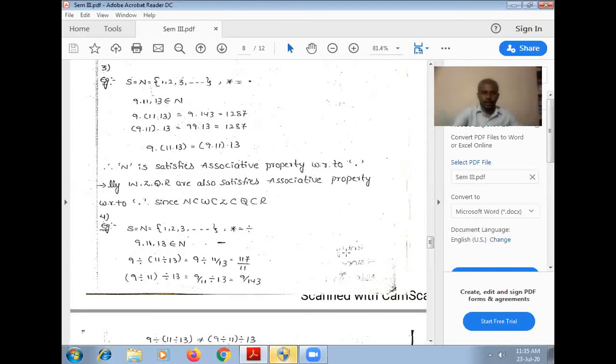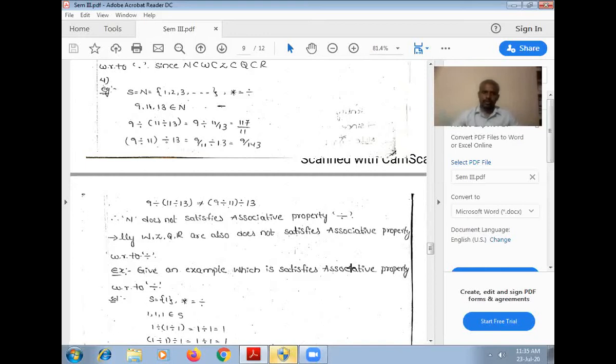And I'm going to another number system. After N we get W. W is also not satisfying the associative property, and similarly Z, Q, R also do not satisfy the associative property with respect to divide. The above examples are considered as belonging to W, Z, Q, R. But I am giving one example that satisfies the associative property with respect to divide.